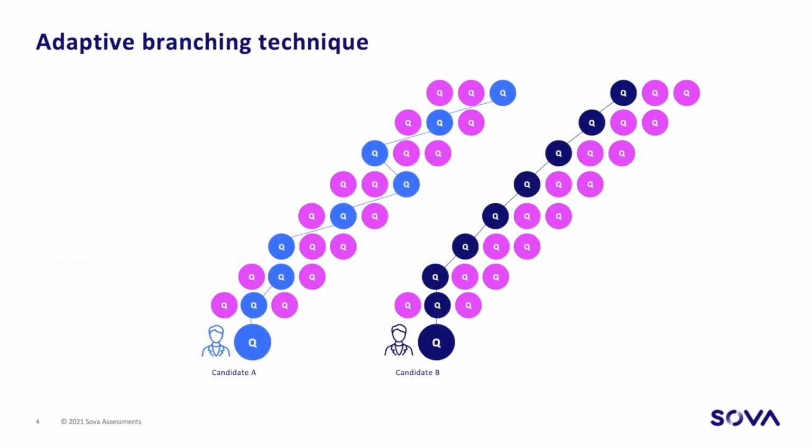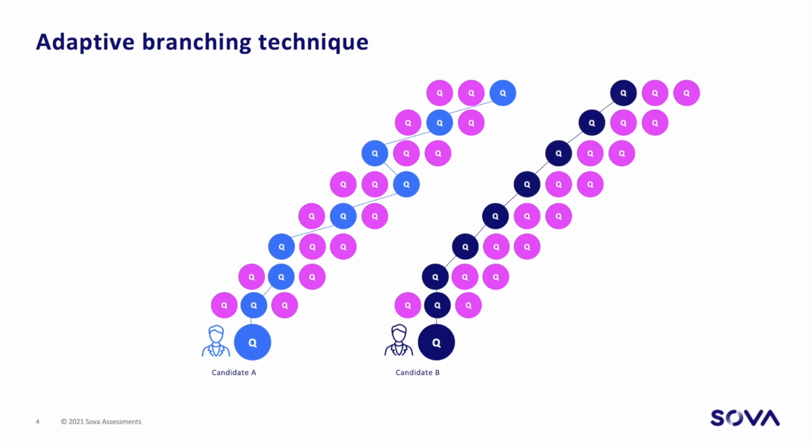Sova's ability tests use an adaptive branching technique, whereby the difficulty level of the next item the candidate is presented with depends upon whether they have correctly answered the previous question or not. So, for candidate A, you will see that easier questions are presented when they provide an incorrect response. Contrast this with the path taken by candidate B, who appears to be answering the majority of questions correctly, so they'll be harder or of equal difficulty.